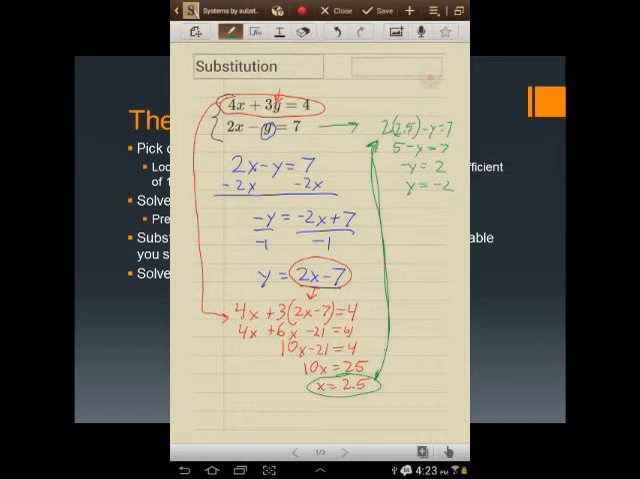I could have also, by the way, plugged it in there, and that would have saved me a few steps. Still would have gotten negative 2. So my answer, 2.5, comma, negative 2. Oops. Negative 2. All right, let's try another one.